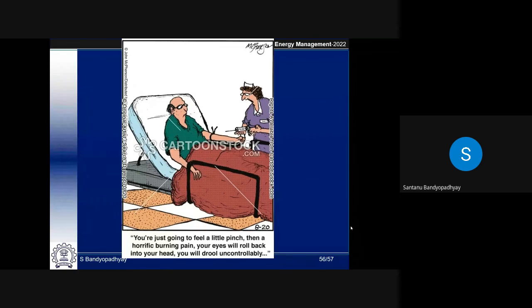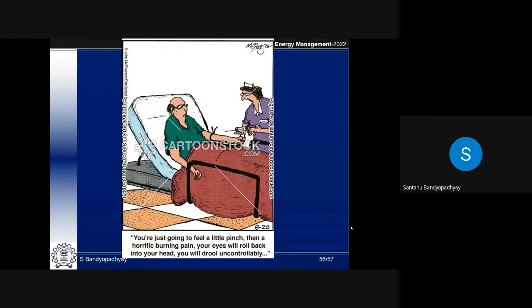I hope that you have not really slept. So this is probably another cartoon way of defining pinch analysis. Now this is important, especially from the COVID perspective: we are just going to feel a little pinch, then a horrific burning pain. Your eyes will roll back into your head and you'll drool uncomfortably. If that kind of feeling is happening to you, then I'm probably successful in giving a talk on pinch analysis.